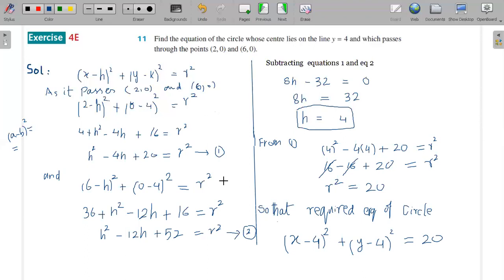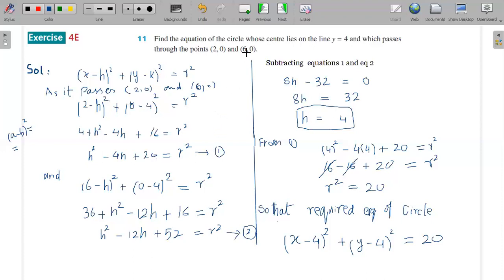Because in both equations, we did 6 minus h and we did 0 minus 4. So we did h in one, but we didn't do k, because we already knew it. We are given the second point 6 0. See here, in the first, in the place of x we put 2 and y 0, and we got this equation, the first equation.